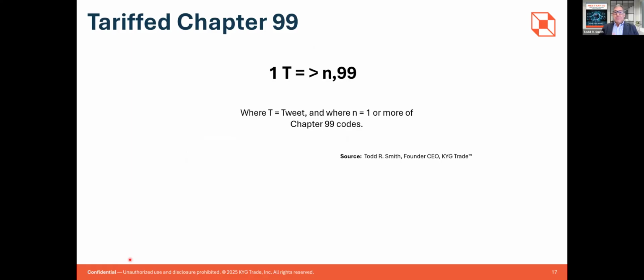So here's my formula that I came up with. I don't know if we'll see it in the New York Times, but it's 1T is equal to or greater than N99. And I'm having a little fun here, obviously. T equals tweet, and N equals 1 or more Chapter 99 codes. All right, and what do I mean by that?